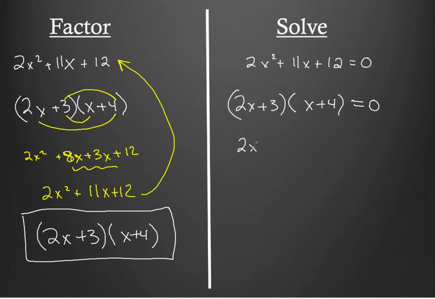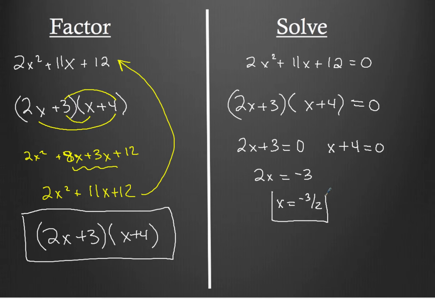The next thing you do, because you're a great math student, is you write down each one of those factors and set that factor equal to 0. The next thing you do is you solve each one of those equations. So I have 2x equals negative 3, and I'll get x equals negative 3 over 2. That's one possible solution. And then when I subtract 4, I'll get x equals negative 4. And that will be one possible solution.